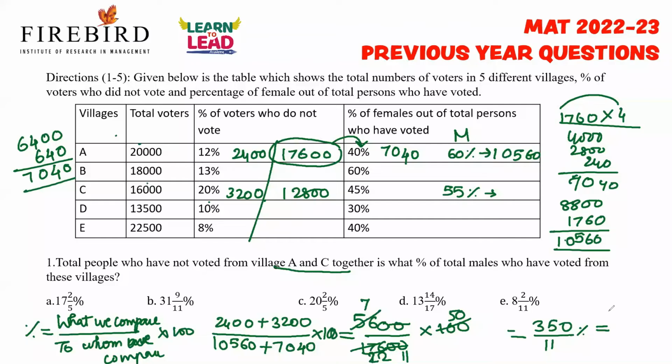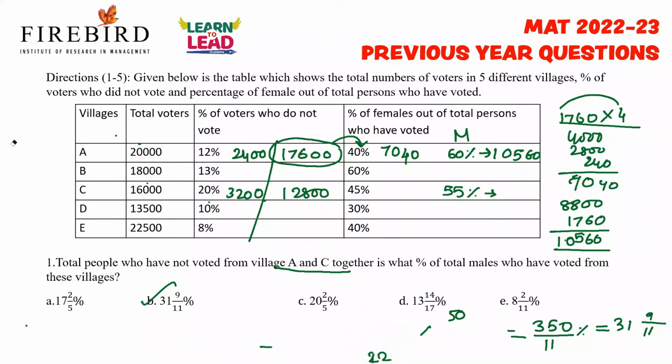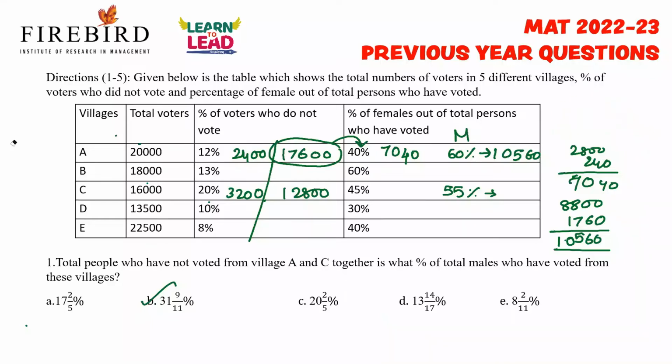percentage. So it is 350 by 11. If I divide, I'll get 31 9 by 11 percentage is your answer. So 31 9 by 11 percentage is my answer. So the basic formula for percentages, what we compare comes in the numerator, and to whom we compare should come in the denominator. Okay. So we should learn some fast calculations, which is very important. And for this question, your answer is 31 9 by 11 percentage. Let us move on to the next question.